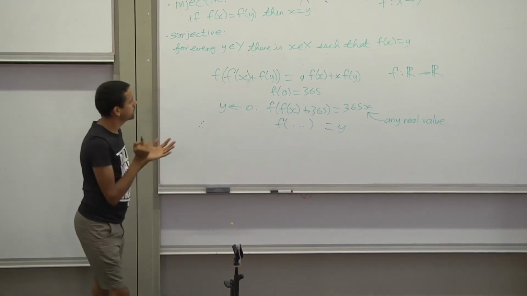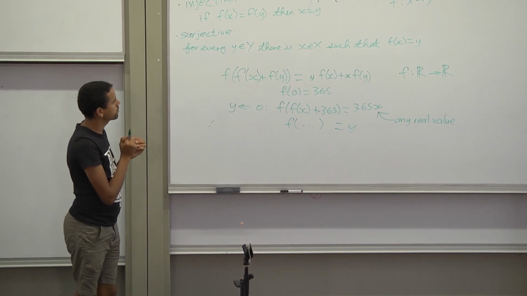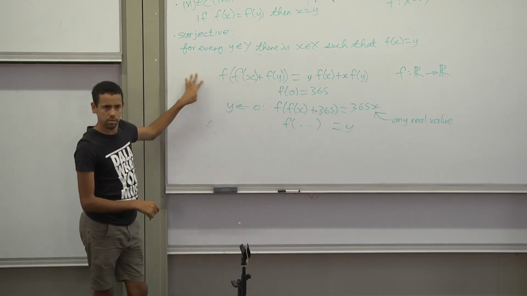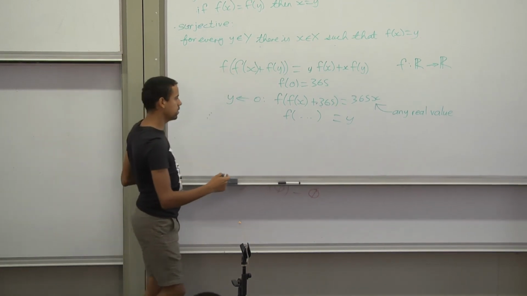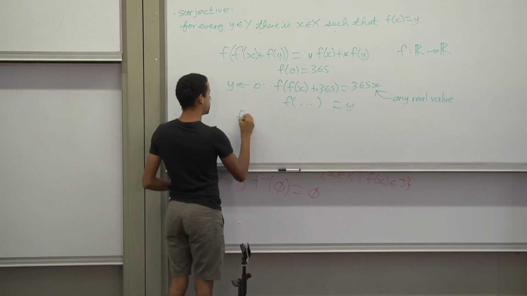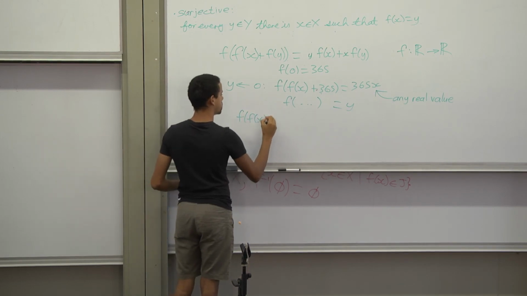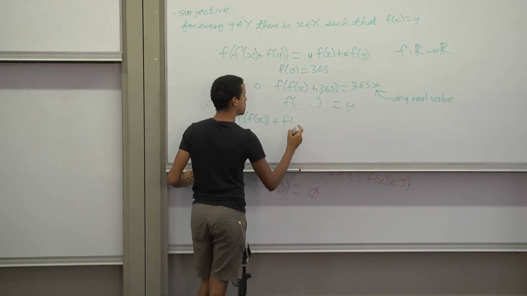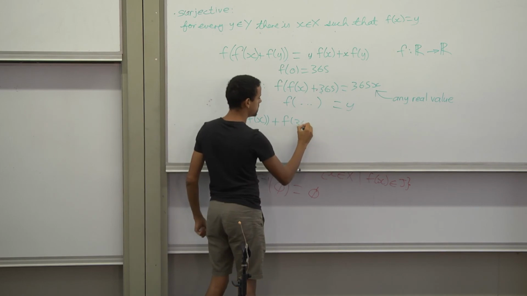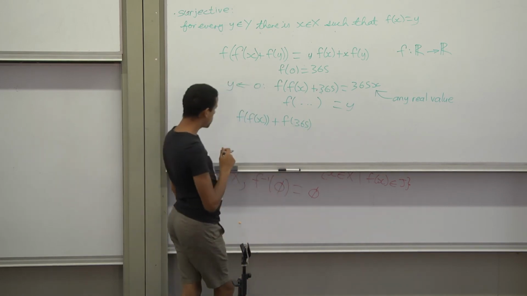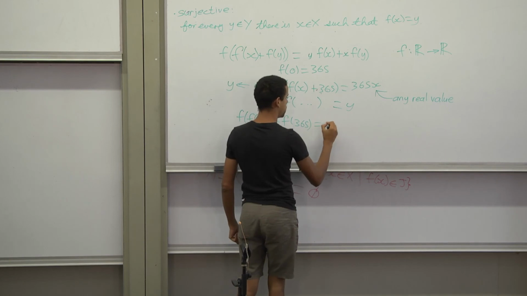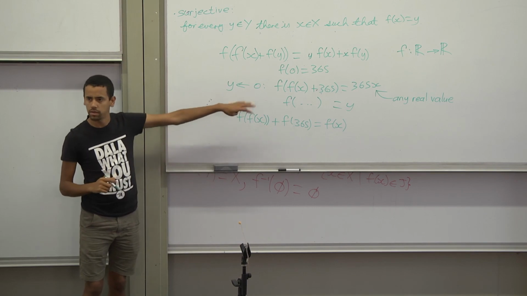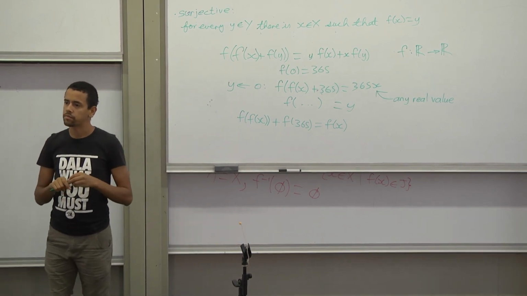Okay, why is surjectivity useful? Well, you might work with this a little bit, and later on you get something along the lines of f of x plus f of 365 equal to f of x. You might get that at some point in your derivation.